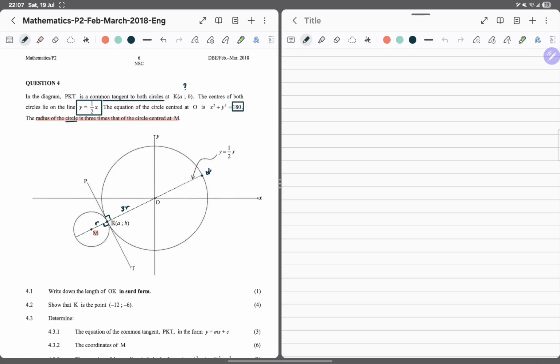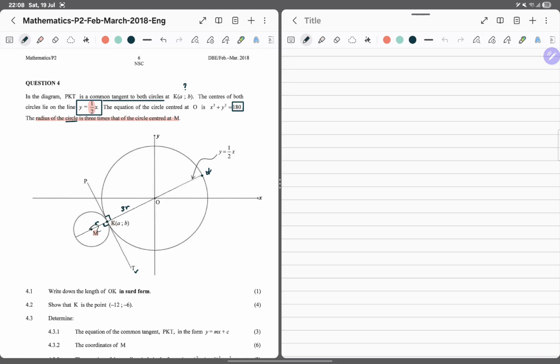And once we have the coordinates of K, we can find the equation of the tangent PKT, seeing that the gradient of that line is already given, and that line being perpendicular to PKT, it's already telling us that the gradient of PKT will be the negative reciprocal of that gradient, which is going to be -2. And using point K, we can find the equation of PKT.